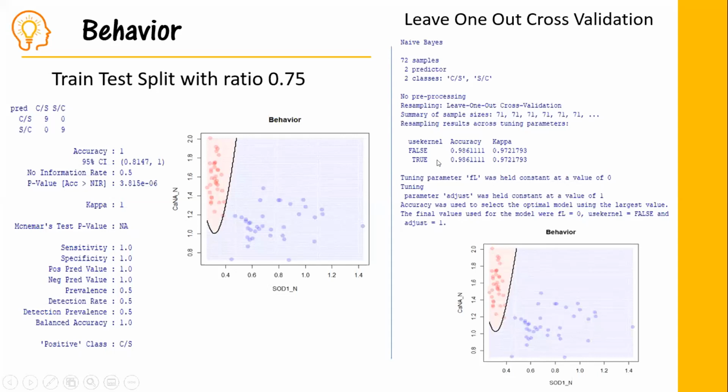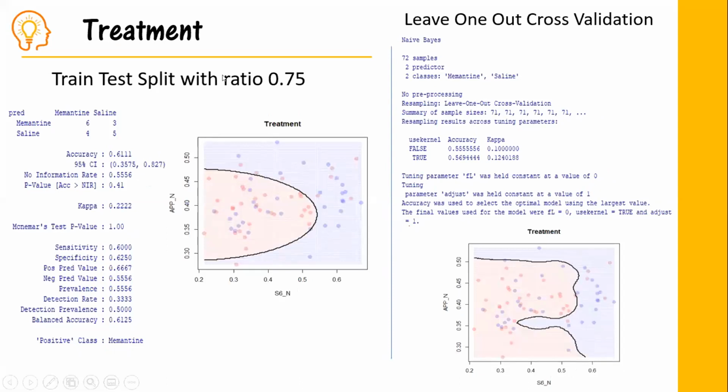So we can see that the accuracy is 0.986, which is slightly lower than the train test split approach. And we can see that the decision boundary is almost the same as the train test split approach. And then for the result of the treatment, the train test split approach achieved a 61% accuracy, and this is the decision boundary, which is not quite good, and there are many random points scattered around.